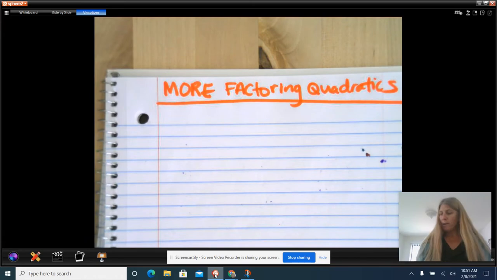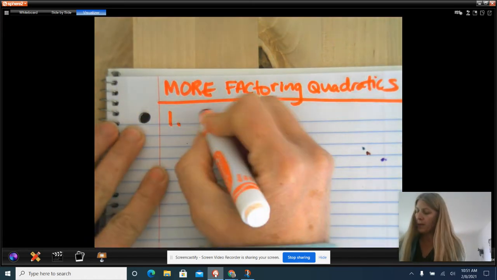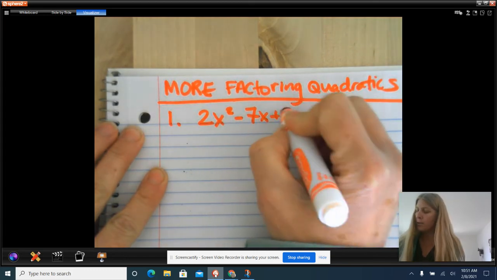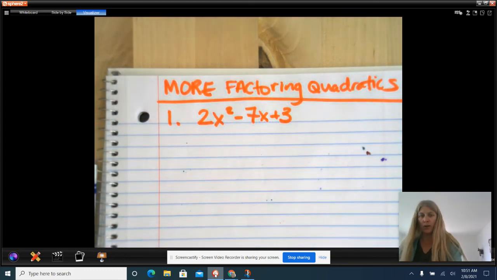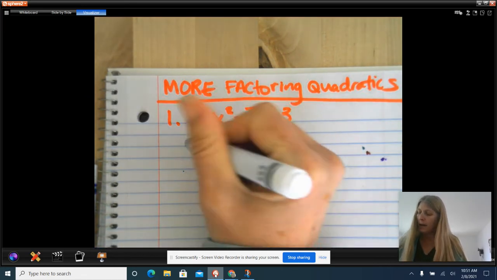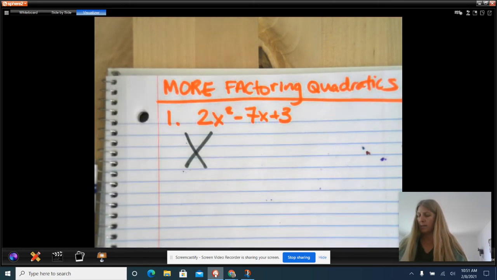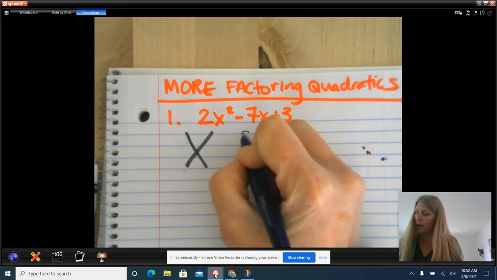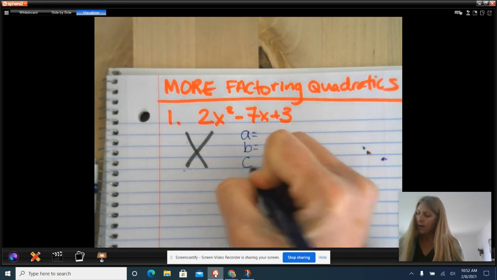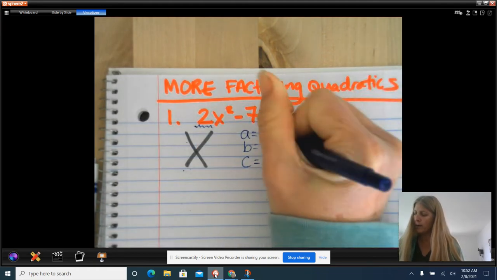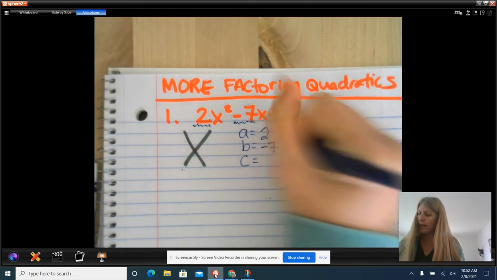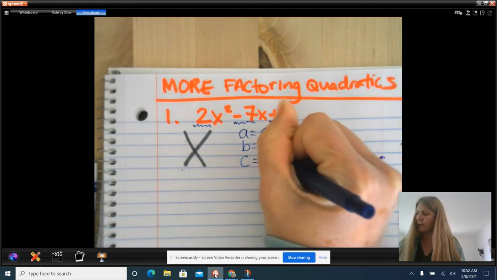Okay, so our very first example that we're going to walk through is 2x squared minus 7x plus 3. My recommendation is for you to refer back to your notes from yesterday as we're working through this. Our very first step is we make a diamond problem and we pull out our a, b, and c from our equation. Our a is our coefficient of our x squared. Our b is our coefficient of our plain x, and our c is our constant.